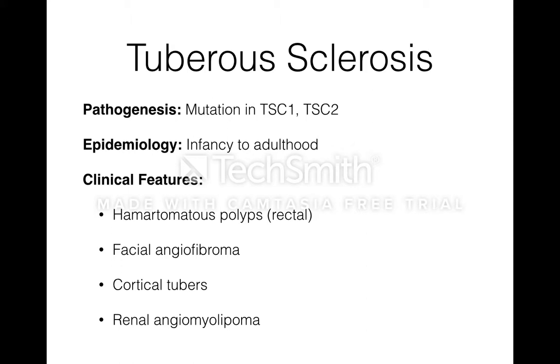Tuberous sclerosis is from an autosomal dominant mutation in the TSC1 or 2 gene and presents any time from infancy to adulthood. Patients can have rectal hamartomas, facial angiofibromas, cortical tumors or astrocytomas, and renal angiolipomas. Something they really like to test on is the cortical tumors, for which it was named, or other brain tumors such as the astrocytomas that are associated with this.